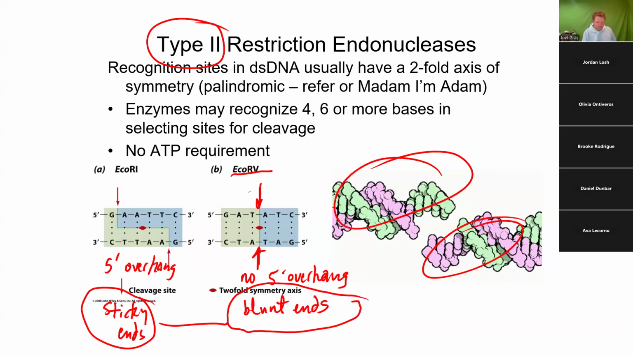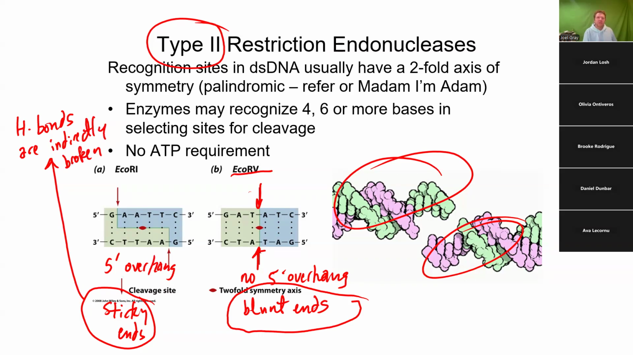The question that I like to ask is, with sticky ends, H bonds are indirectly broken because they're not strong enough to keep the whole thing intact. These 4 hydrogen bond pairs are not strong enough to hold the molecule together. Blunt ends, by comparison, no H bonds are broken at all.